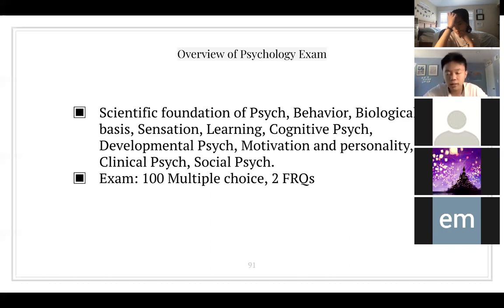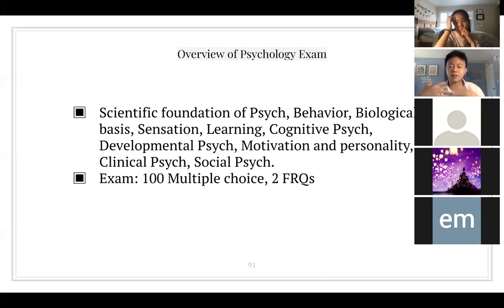Like, you only need to know that the amygdala is responsible for emotions, and if you get startled or scared, that part of your brain is probably lighting up, and that's pretty much the extent that the AP Psych exam needs you to know. Oh, I think I jumped ahead a little bit. That's the biological basis of psychology, but yeah.